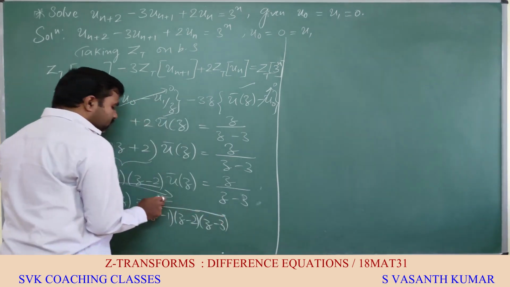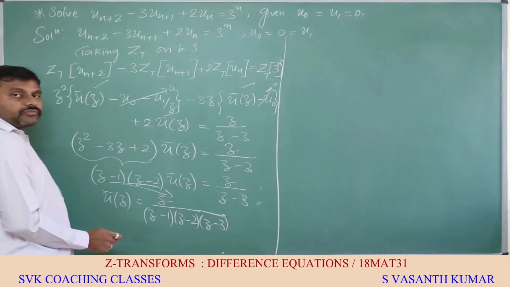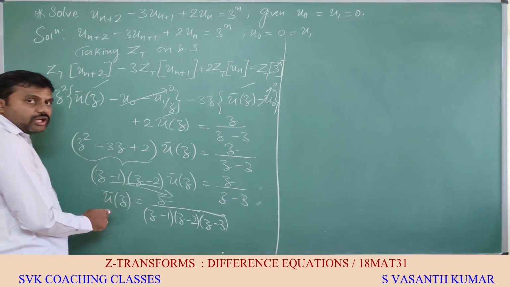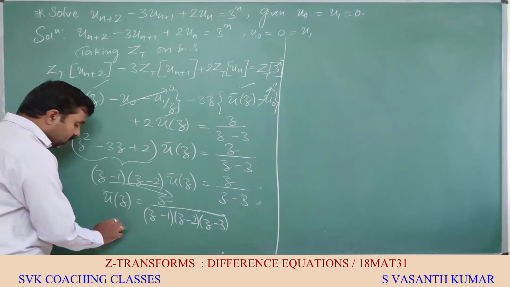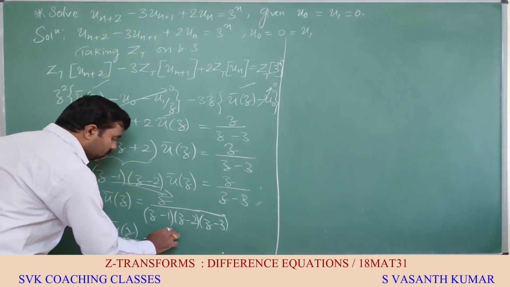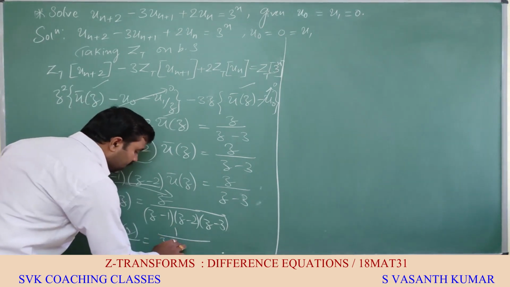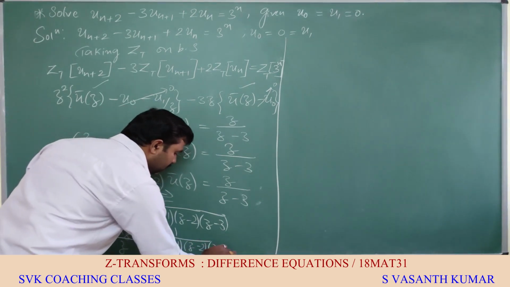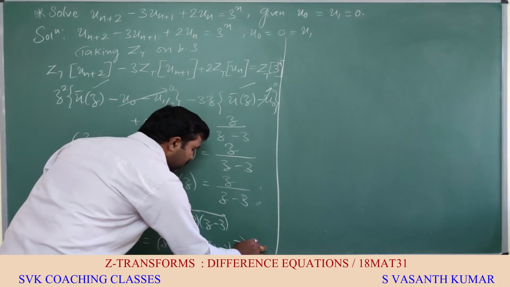So now the problem is of the form f of z by g of z. So you know the procedure of solving this type of problem. Divide by z, u bar of z by z is equal to 1 by z minus 1 into z minus 2 into z minus 3. Name this as equation star.